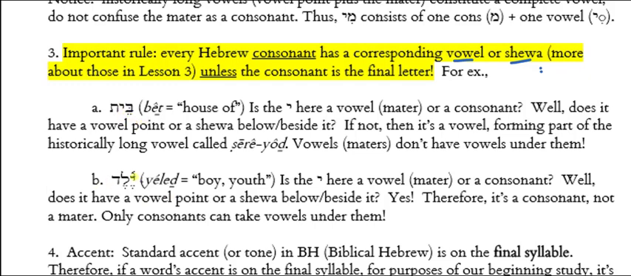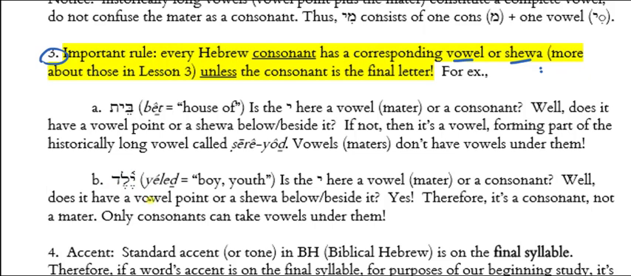On the other hand, if you take a look at B, I have yod lamed dalet. Yeled. Yeled means boy or youth. Is the yod here a vowel, a mater yod, or is it a consonant yod? Is it a genuine consonant? Well, again, the question is, based on our important rule up here in number 3, every real consonant has to have a vowel or shava associated with it in a word, aside from the last one. Does this yod have a vowel under it?